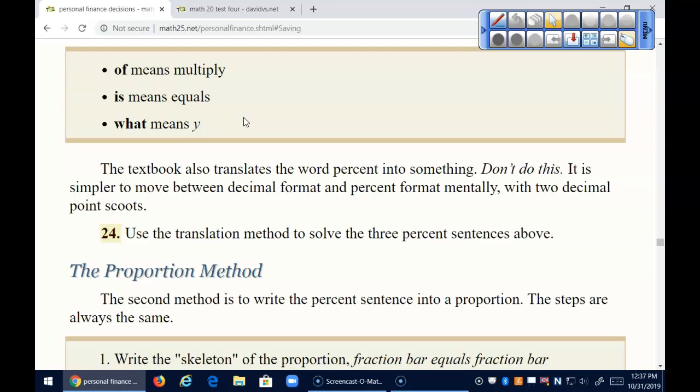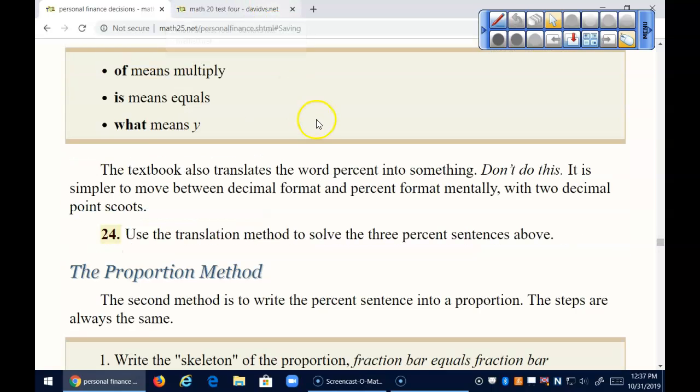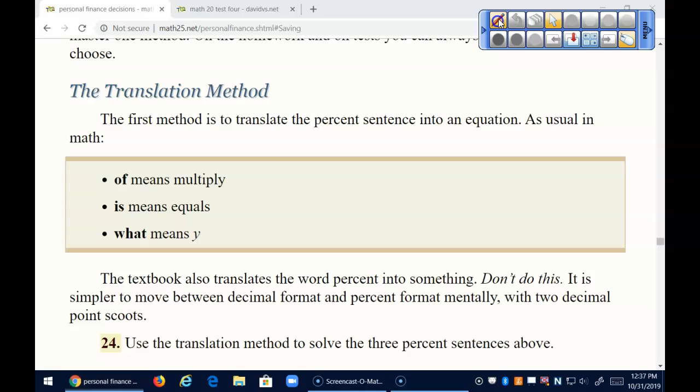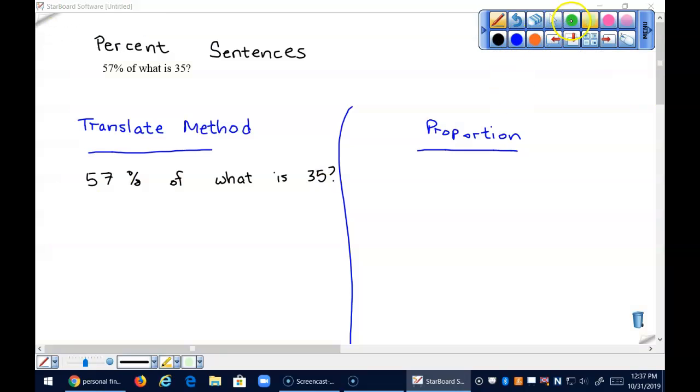So I'm going to use these three. Scroll up just a little. Okay. So I'm going to take these three things and use them to translate my present sentence. So of 57%, that one, I'll just go left to right. I don't want to leave it as a percent. I want to make it a nice decimal because that's what my calculator is happy with.